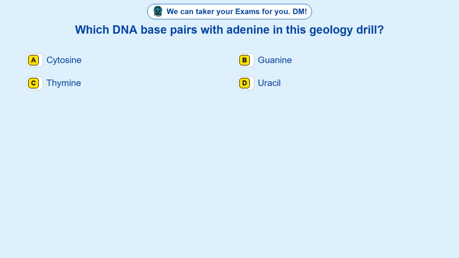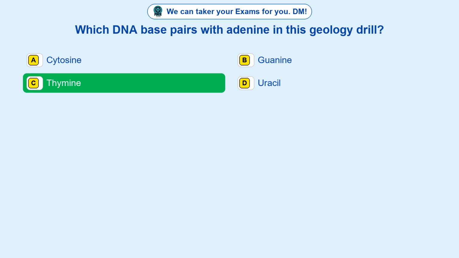Question 7. Which DNA base pairs with adenine in this geology drill? Option A, cytosine. Option B, guanine. Option C, thymine. Option D, uracil. The correct answer is option C, thymine.